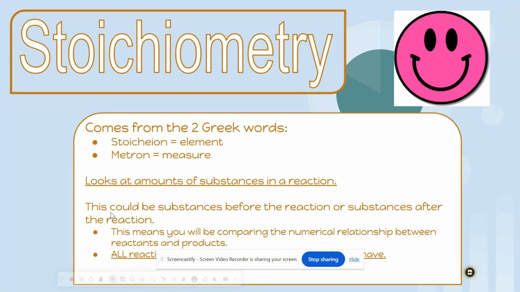Stoichiometry comes from the two Greek words stoichion, which means element, and metron, which means measure. It looks at different amounts of substances within a reaction. This could be substances before the reaction or substances after the reaction. Basically, it's just comparing the numerical relationship between reactants and products.